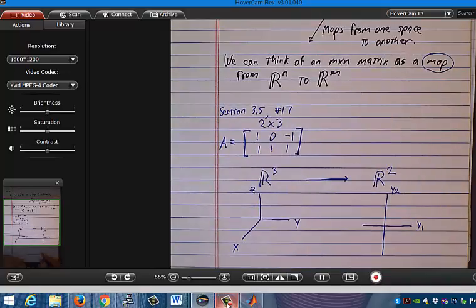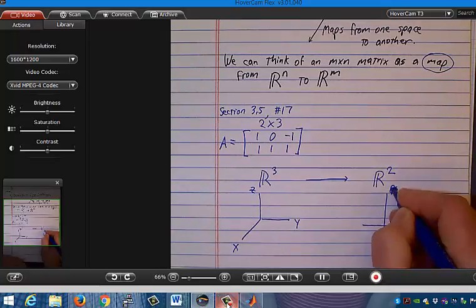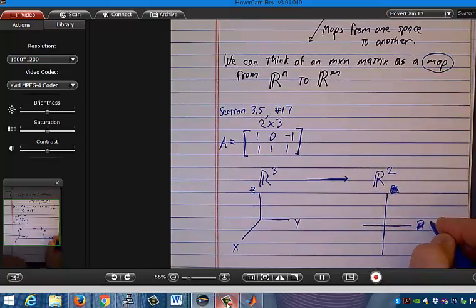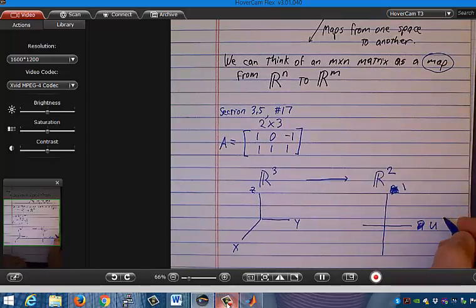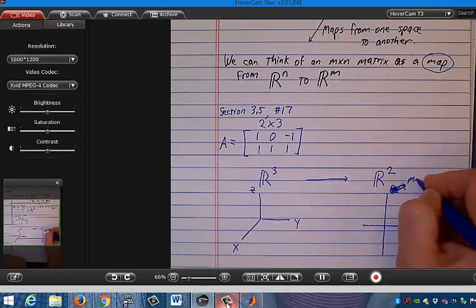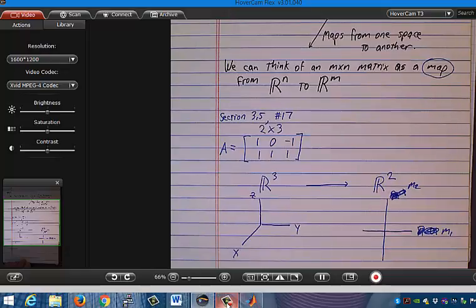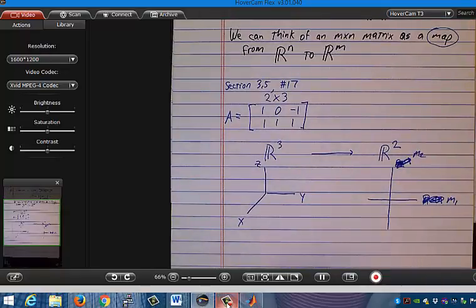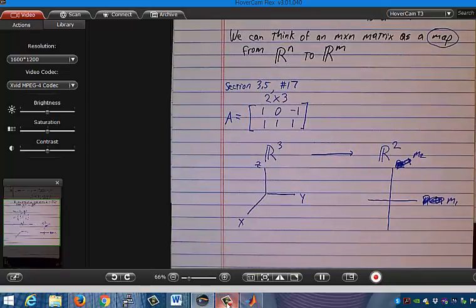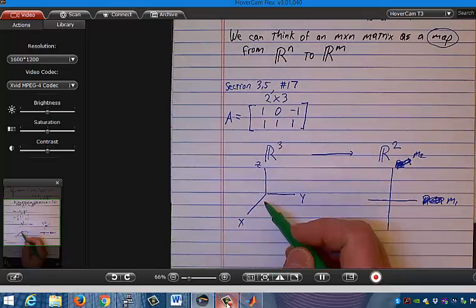I don't like Y's. Let me call it, how about I call it U and V? No, I don't like that either. How about I call it M1 and M2? These are the axes, but it's the normal graphing world that you're used to. And then this is more like the Calc 3 world. Okay?